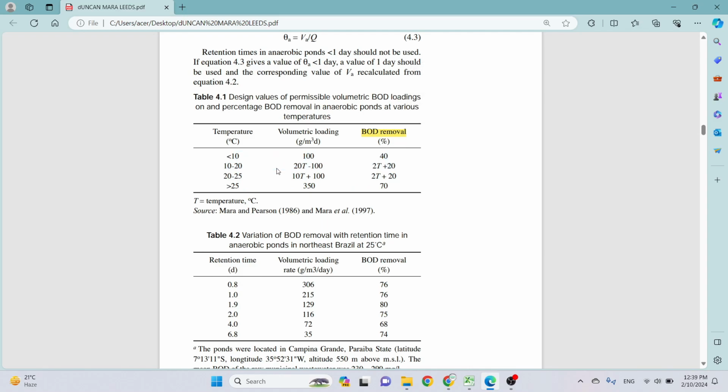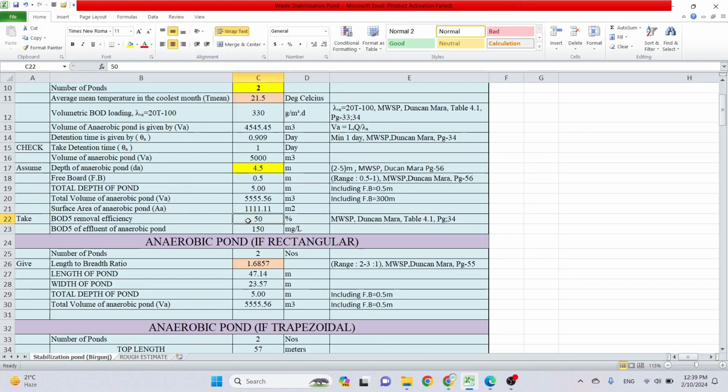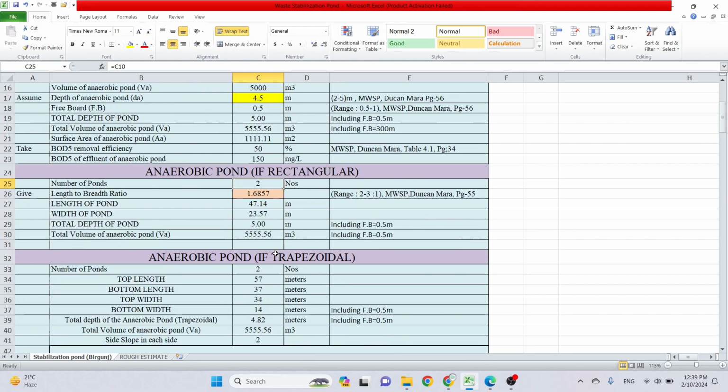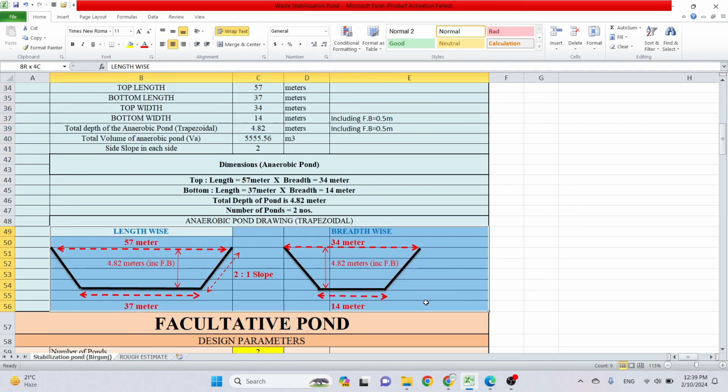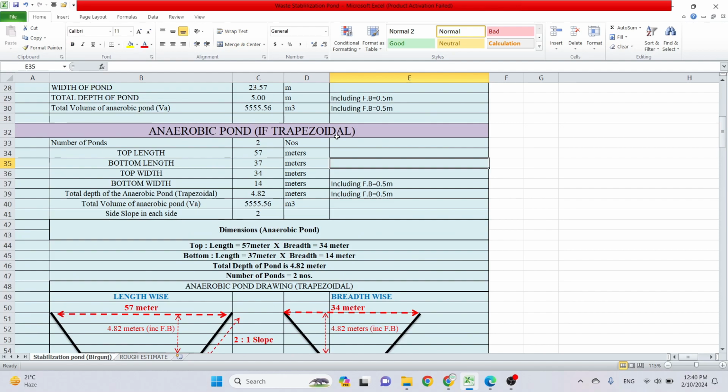For 10 to 20 degrees centigrade, the volumetric loading is 20 T minus 100. I've taken the BOD removal as 50%. So you get the design of the rectangular anaerobic pond, and also you will get the design of the trapezoidal anaerobic pond. You also get the section, rectangular section and a trapezoidal section.